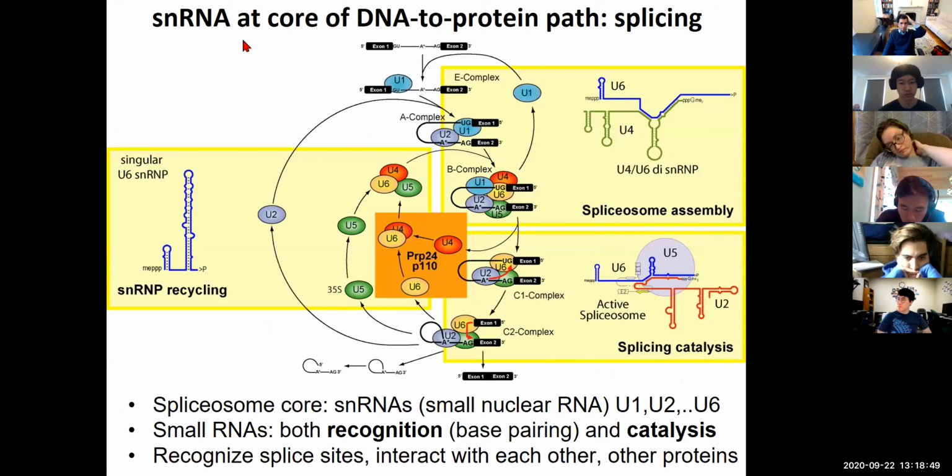If you look at splicing, splicing RNA is at the core of this DNA to protein path. So you basically have this ability of mRNA to undergo splicing to excise away these introns and only maintain the exons. And this ability is actually carried out in great part by small nuclear RNAs. And then these small RNAs are used in recognition, base pairing, and in catalysis. So they recognize splice sites and they interact with each other and with other proteins.